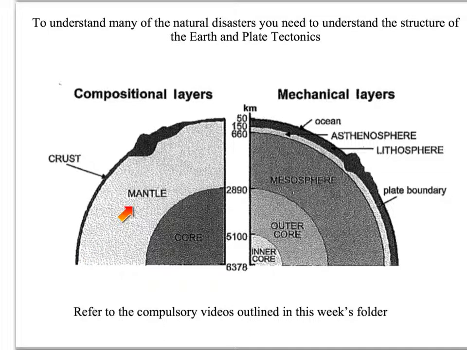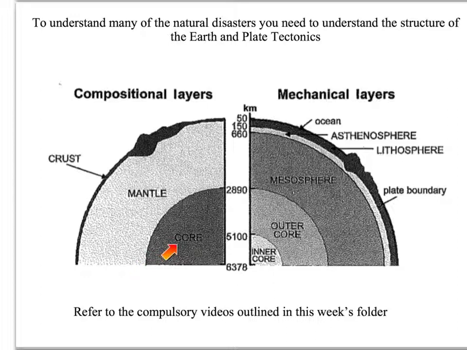Let's have a look at the mantle. The mantle is a layer of semi-solid rock that's almost 3,000 kilometres thick. It is hotter and denser than the crust because the temperature and the pressure inside the Earth increases with depth. It accounts for about 70% of the Earth's mass and consists of silicon, oxygen, aluminium and iron.